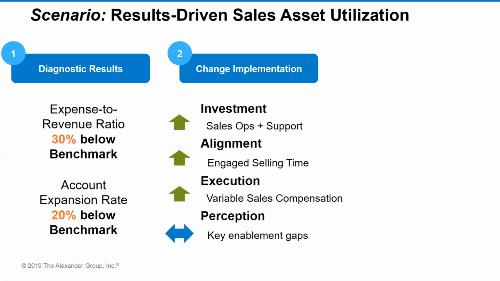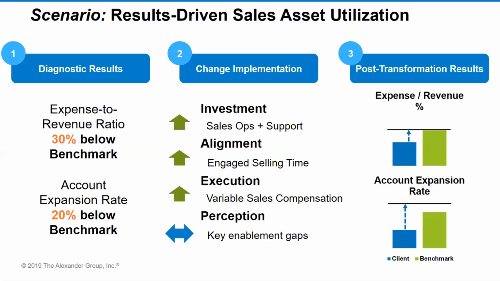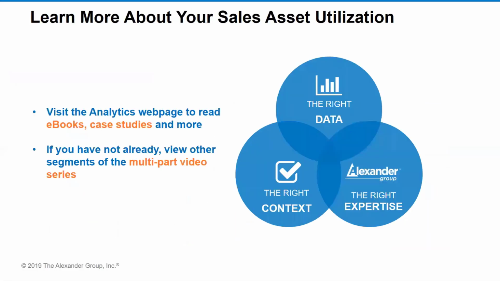The post-transformation results showed strong improvement across the identified areas. Notably, strategic investments in headcount and compensation were able to align the expense to revenue percentage to benchmark range. And account expansion improved 15% above benchmark due to optimized sales asset utilization. Thanks, Parker. Very interesting to see those results in practice, and in particular, what levers organizations can pull to positively influence their results.